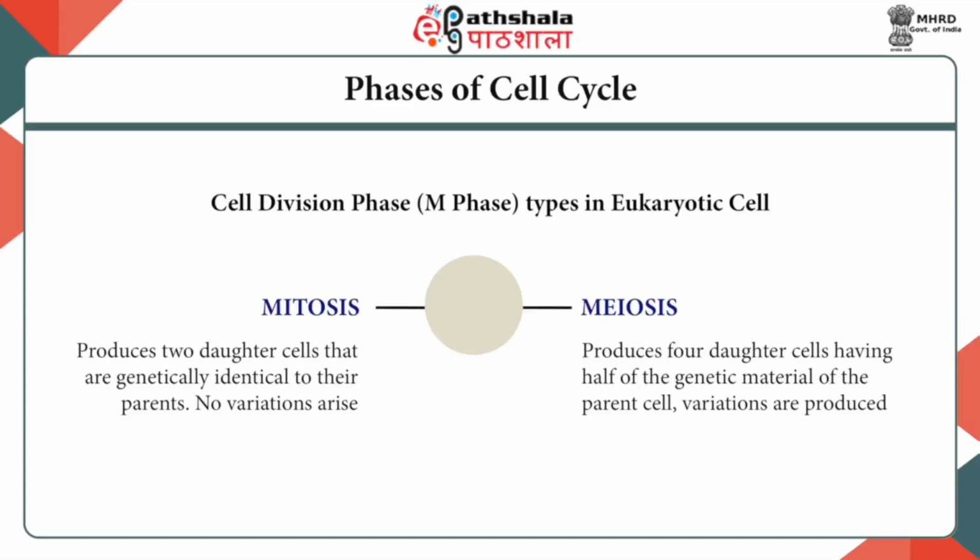Majorly, two types of cell division are observed in eukaryotic cells: number one, mitosis, and number two, meiosis. In mitosis, two identical daughter cells are produced, and the daughter cells have identical genetic makeup. But in meiosis, four daughter cells are produced, which are dissimilar to the parent, and the daughter cells have half the genetic material of the parent cell.